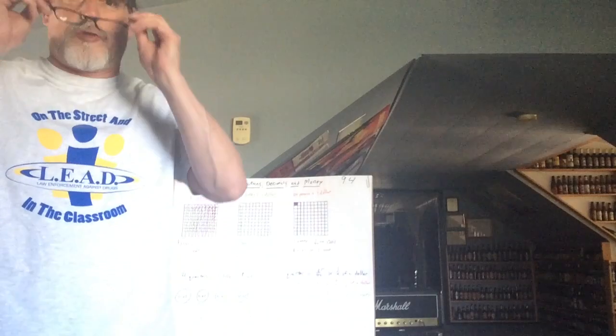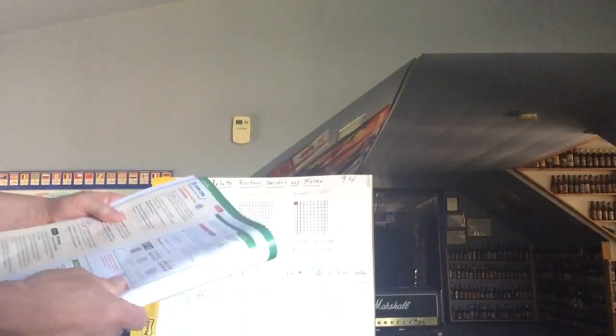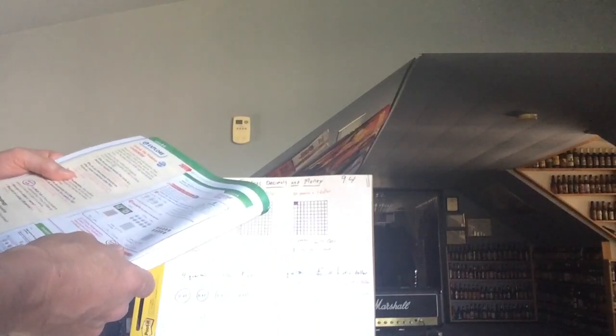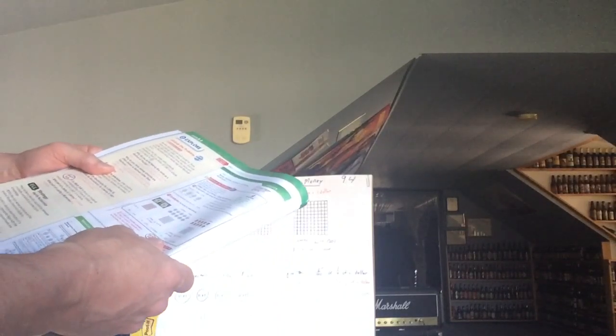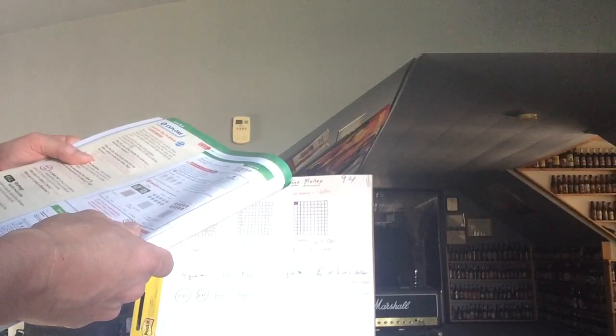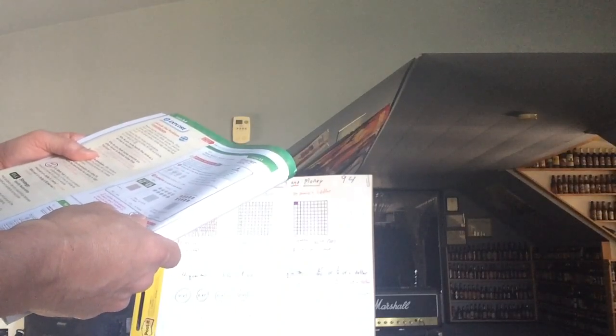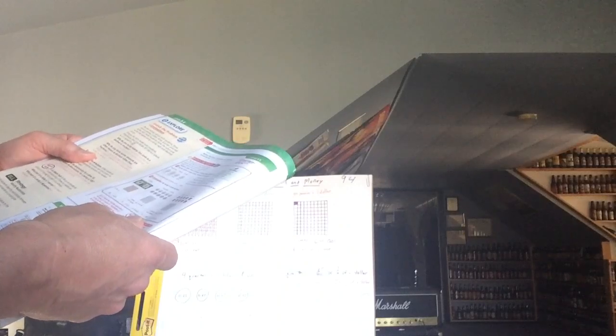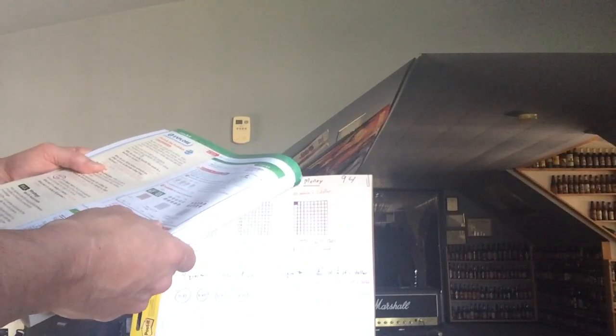Okay? So let's take a look at our Unlock the Problem for lesson 9.4. I'll read it for you. And it says, together, Julie and Sarah have $1 in quarters. They want to share the quarters equally. How many quarters should each girl get? And how much money is this?